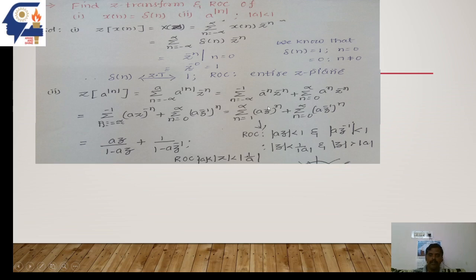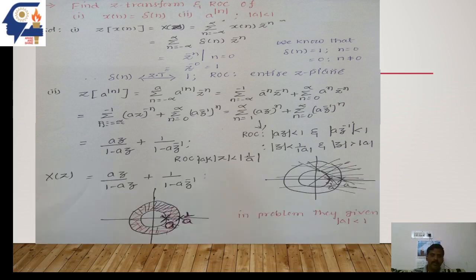Because n starts from 1, the first term is AZ, so AZ by 1 minus AZ. Because here n starts from 0, the first term is AZ inverse whole power 0, so 1 by 1 minus A Z inverse. Now you can stop up to here, otherwise you can proceed to the next step also. This is the Z transform, and the combined ROC is, because A is less than 1, first it will come. Poles are indicated by the star marker.